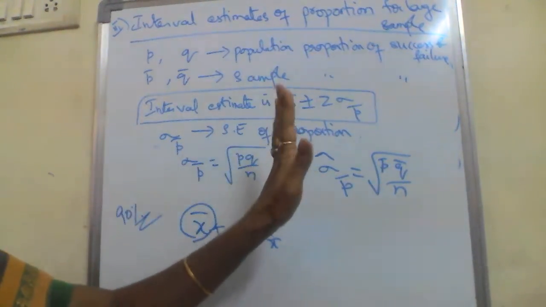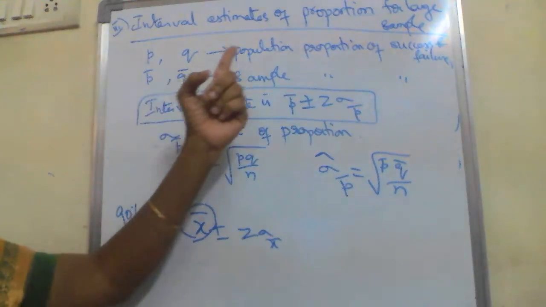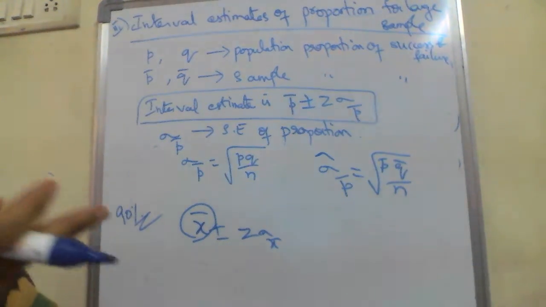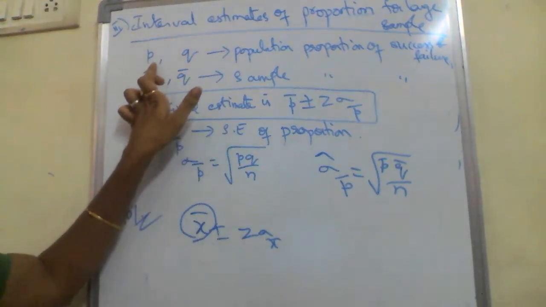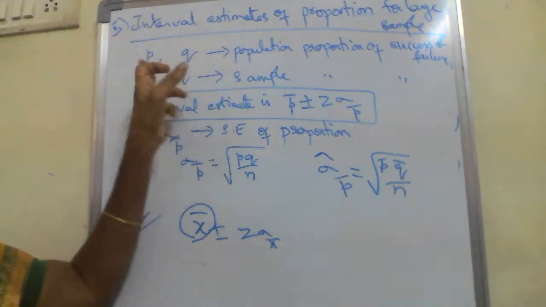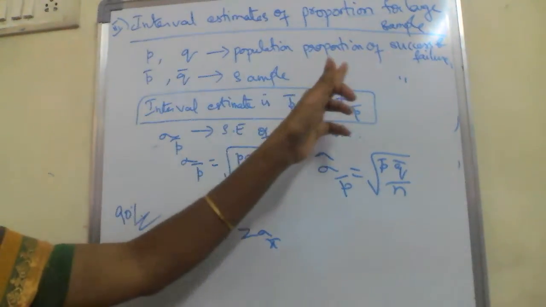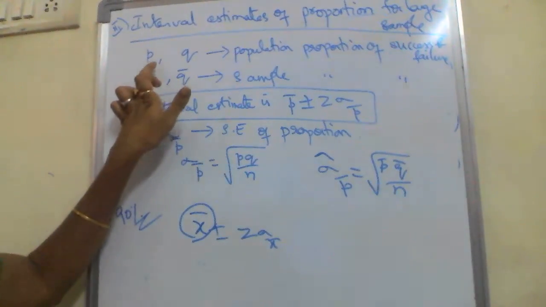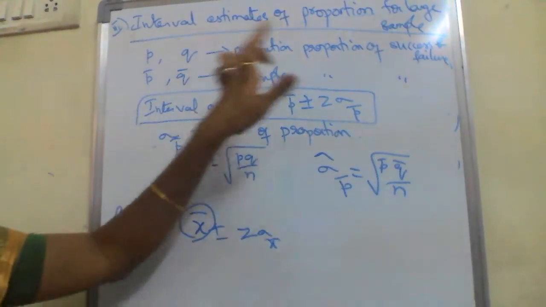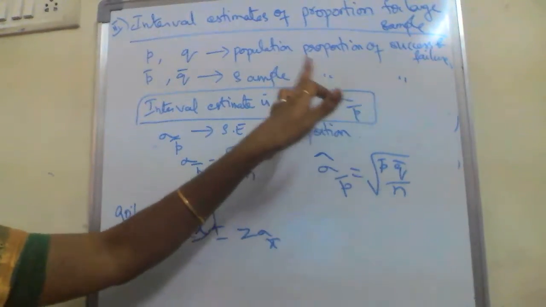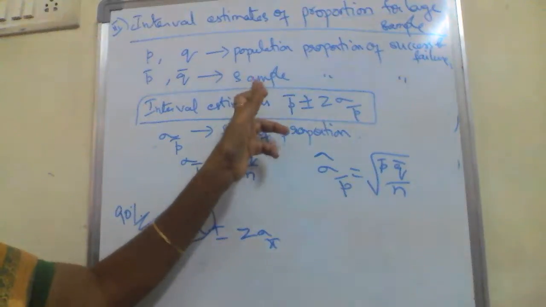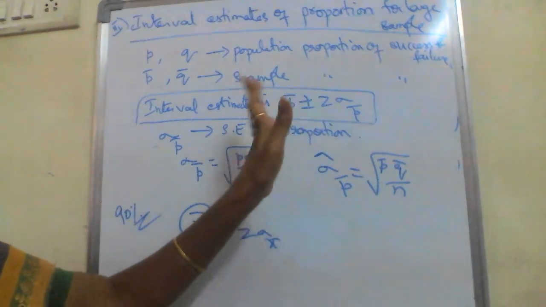Already we have seen in binomial distribution that P and Q are the representations which you use for the probability of success and failure. Same way here, when P and Q are given, what are this P and Q? It is the population proportion of success and failure. P is for the population proportion of success and Q is the population proportion of failure. And P bar, Q bar you represent for the sample proportion of success and failure.